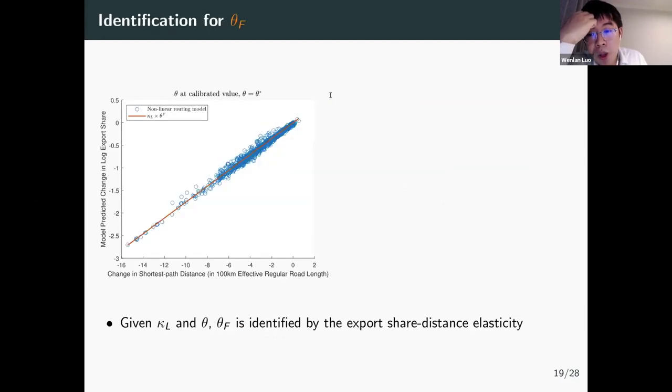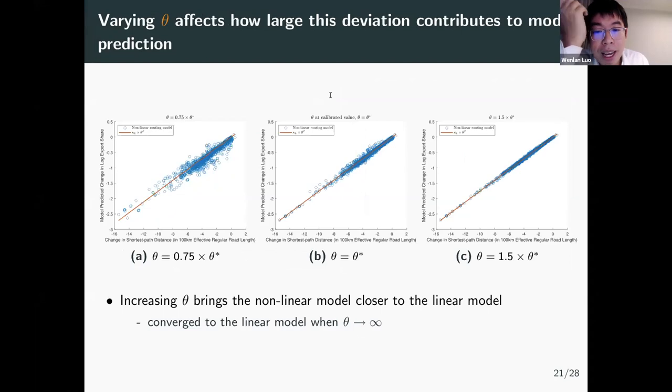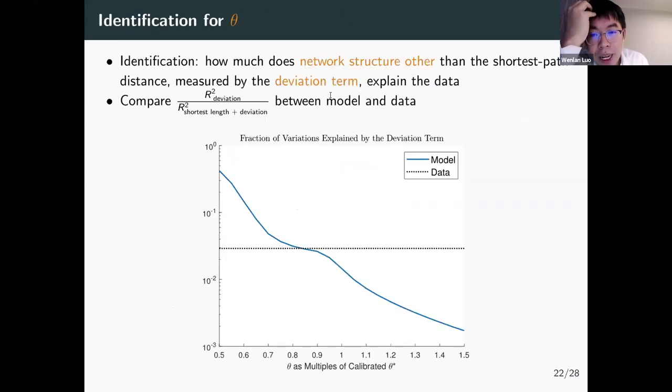I don't have time to go into detail, but what is different between this nonlinear routing model and the linear model is that it captures some extra things in the network structure, which are obviously there, and that is the reason why we are using this nonlinear model. It can be well identified using our data. So that's the only message from the last three slides.